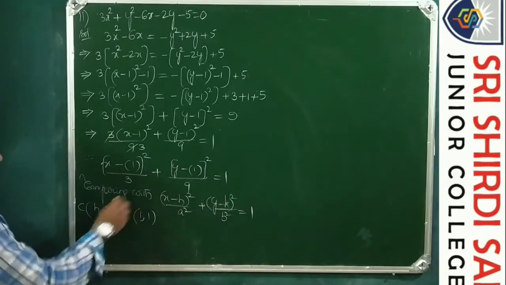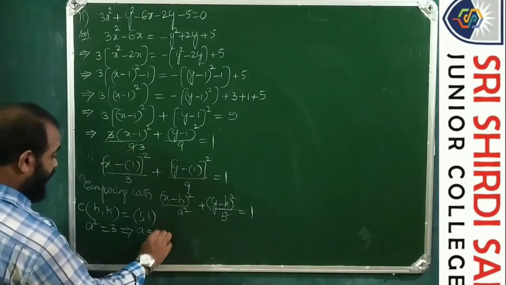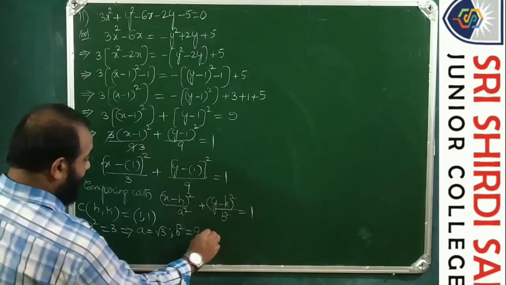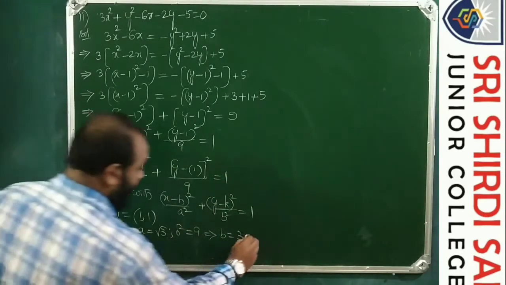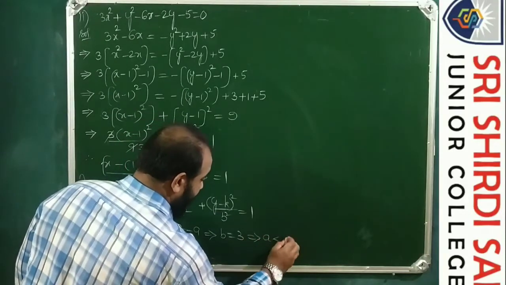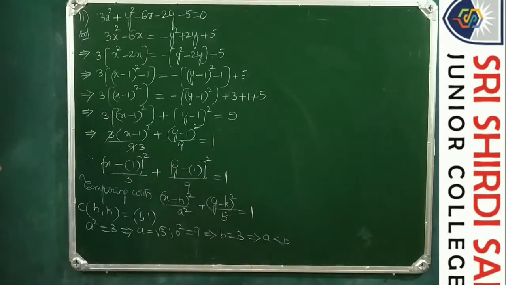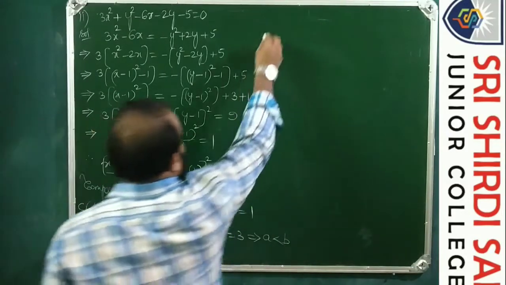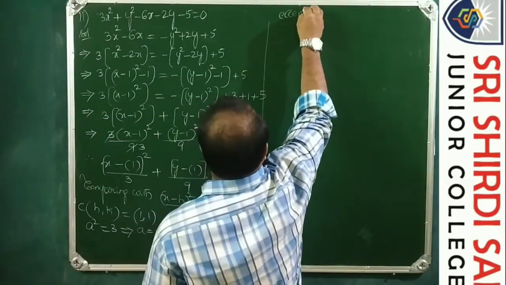Now here a square equals 3, from this a is root 3. b square is equal to 9, from this b is 3. Here a is less than b. So then what is the eccentricity e?